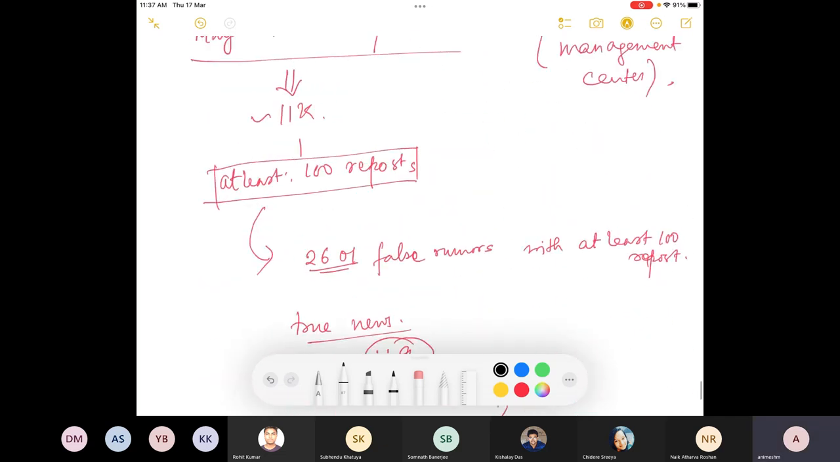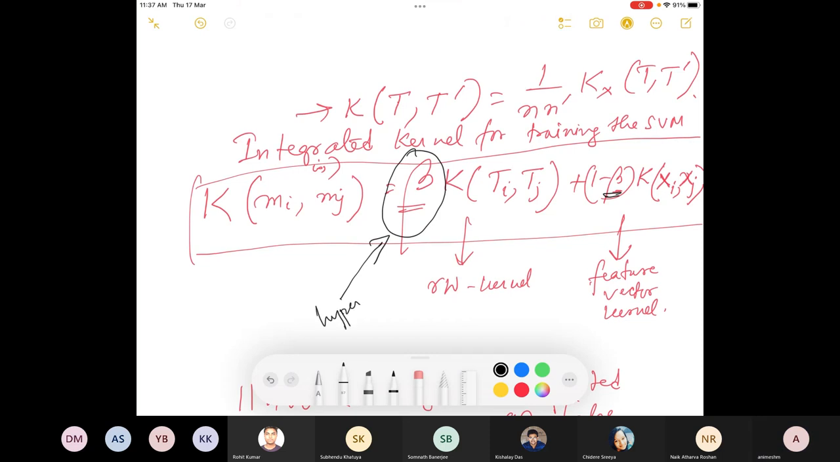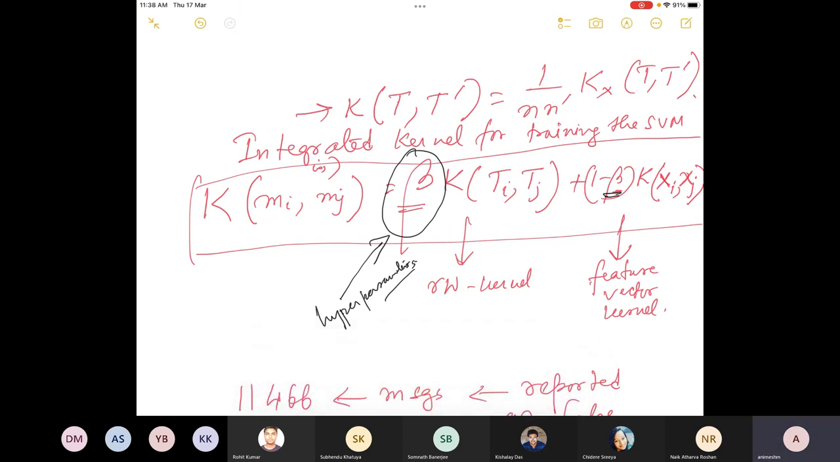Okay, let me go back. What is this? What is this beta? Is this a parameter or not? Well, this is one of the hyperparameters of the system. The other important parameter. So this is beta.